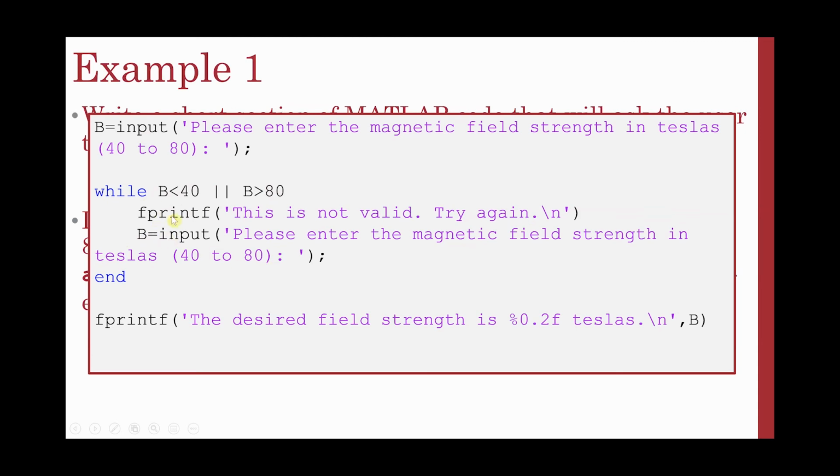And these two lines of code would keep running until this while loop condition isn't satisfied. So until b is greater than 40 and less than 80. So we're getting in that range that we wanted. So it's very similar to the if statements that we were working with previously. When a while loop isn't triggered, so when we're getting the numbers that we want, the while loop will end and we will print our desired field strength.